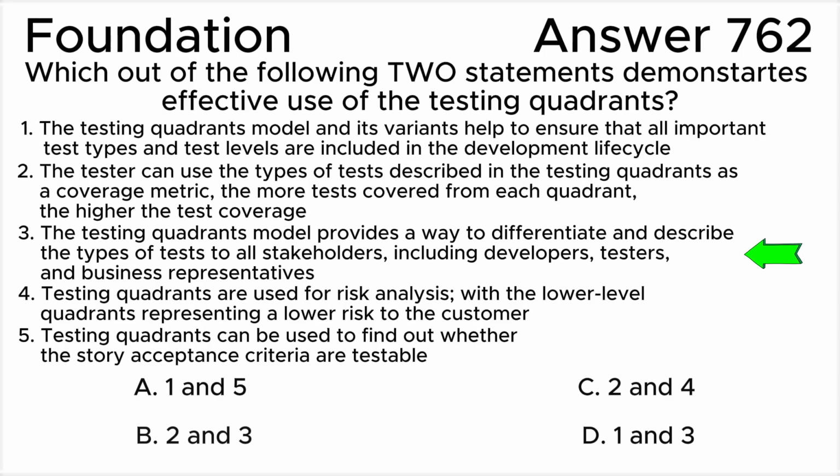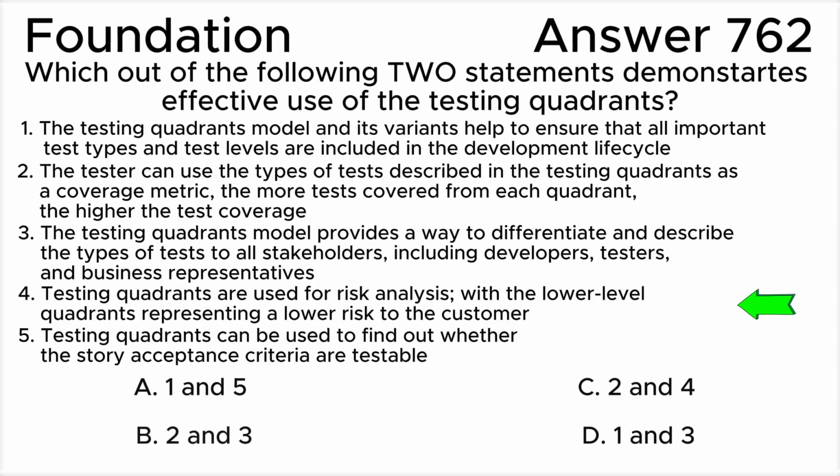Statement 3 is true. Testing quadrants can be used as an aid to describing the types of tests and their purpose to all stakeholders. This option is one of the key uses of the quadrants. They help teams communicate about testing with developers, testers, product owners, and business stakeholders.